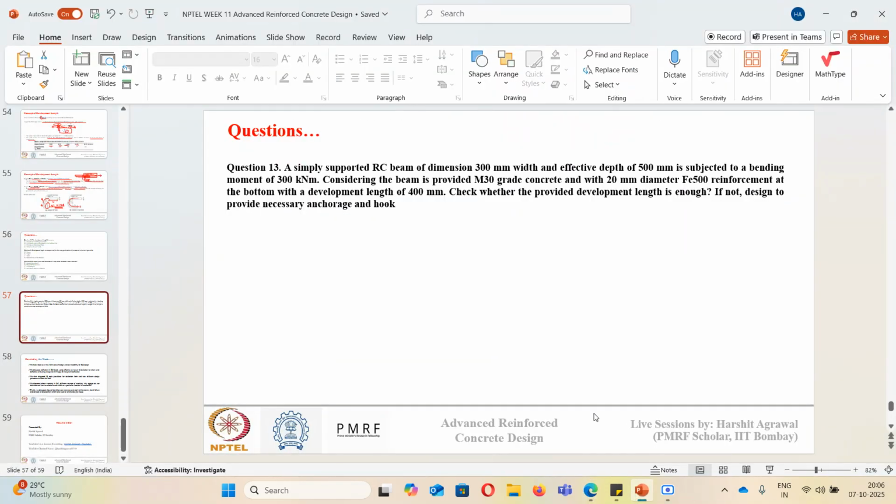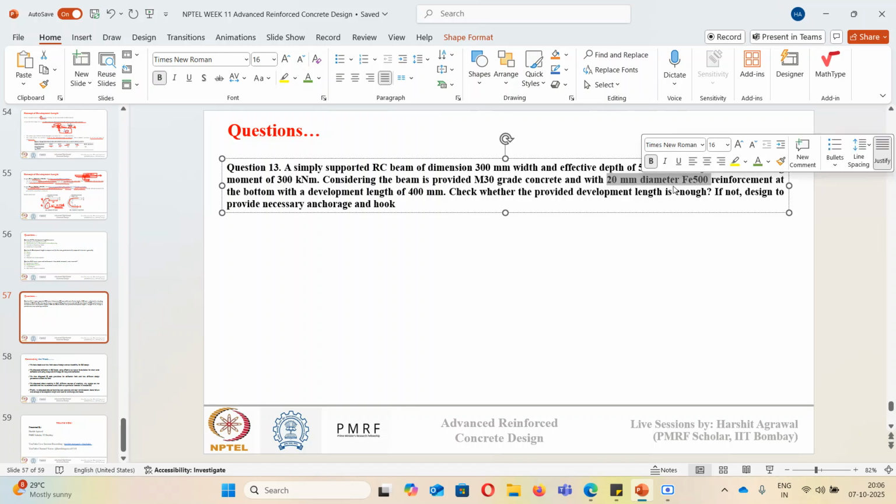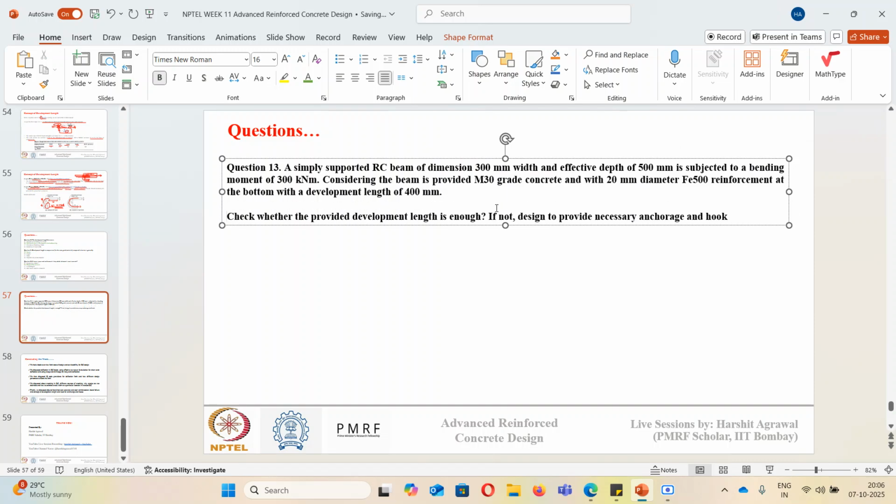Now just give a try on this question. We have a simply supported beam and it is subjected to a bending moment. We know the grade of concrete, we know the dimension of steel rebar and the grade of steel rebar, and we know how much development length we have provided. It is 400 mm. So is this development length enough for this section? How will we check such things? Can anyone just quickly tell me?